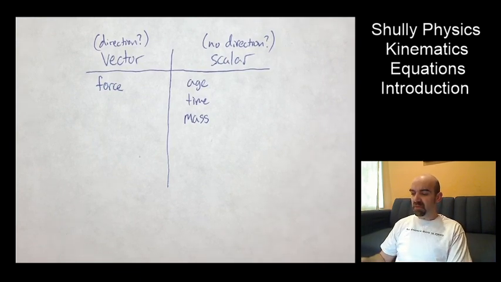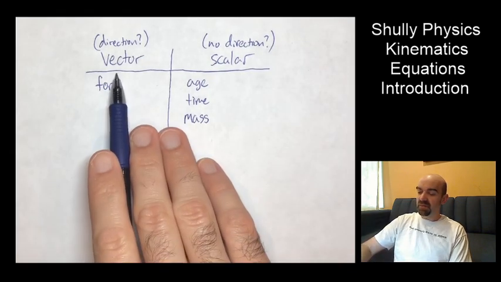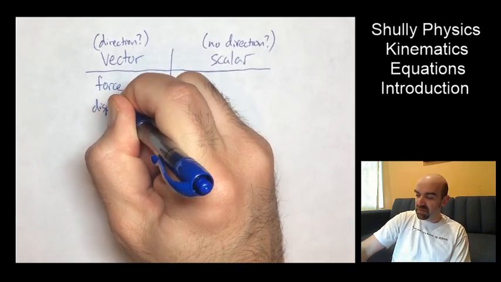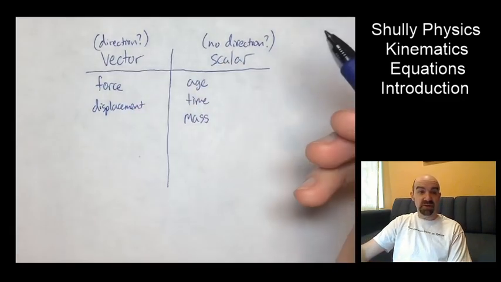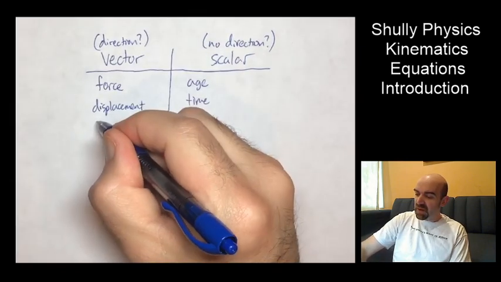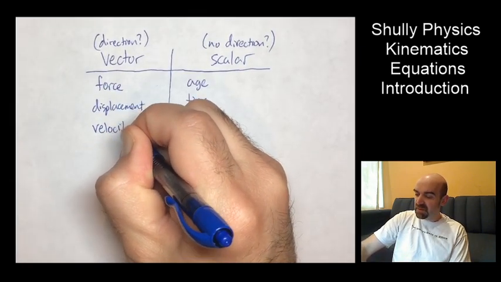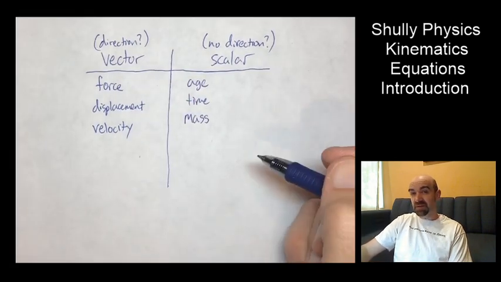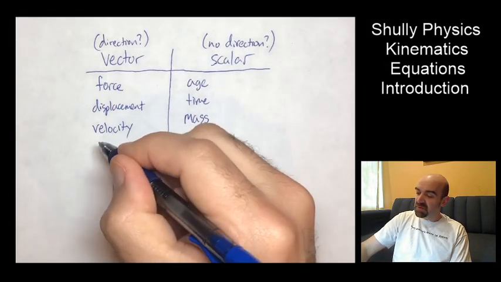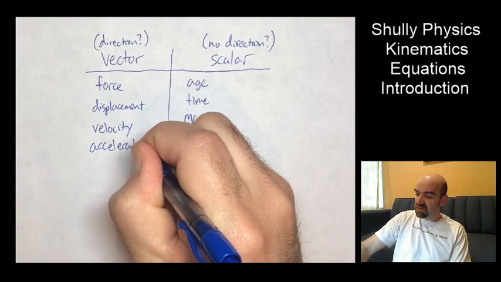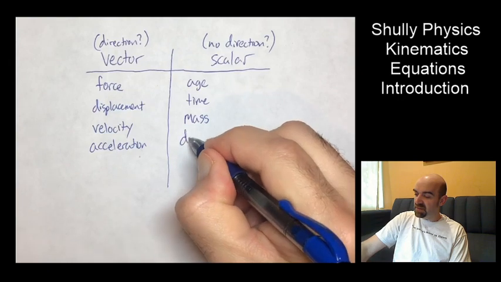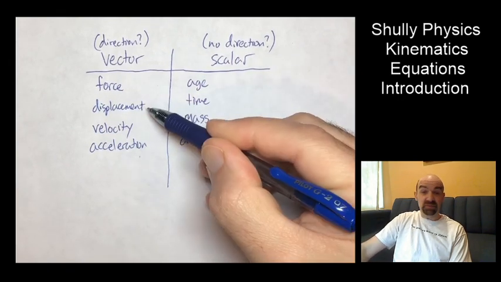So getting back to these quantities of motion, what are some other quantities that are vectors, quantities that do have direction? Well, I talked about displacement. It has direction. Where are you displaced to? And then we have velocity, that's speed with direction, and acceleration is a rate of change in velocity. So I can get faster or slower, moving forward or backwards. So acceleration is also a vector. Now to add those other terms to the scalars, we have distance. Distance is displacement without direction.